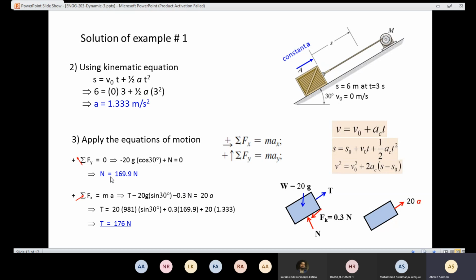Now I know the value of N. I'm going to substitute the value of N here. And regarding the other part, the kinetic part, I'm going to have 20A. Now I know the value of A from here, so I'm going to substitute the value of A here. Now the only unknown is the T. So easily I can solve for T. So the value of the tension came out to be 176 newtons.